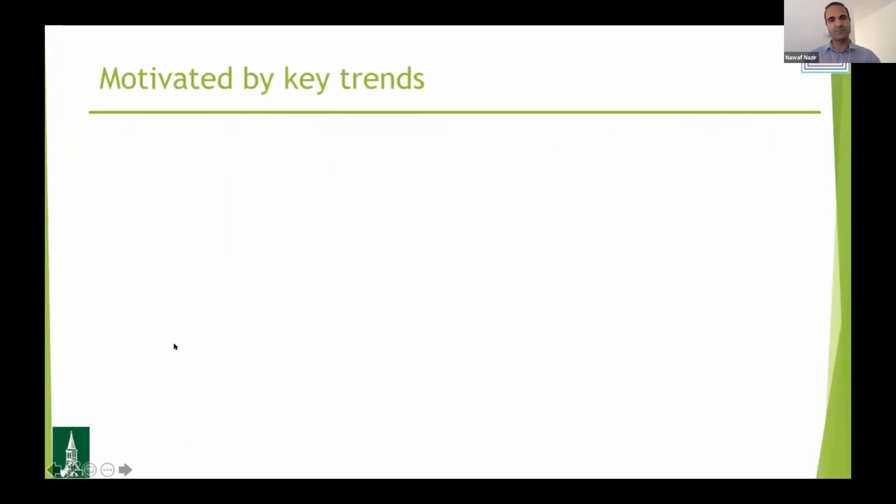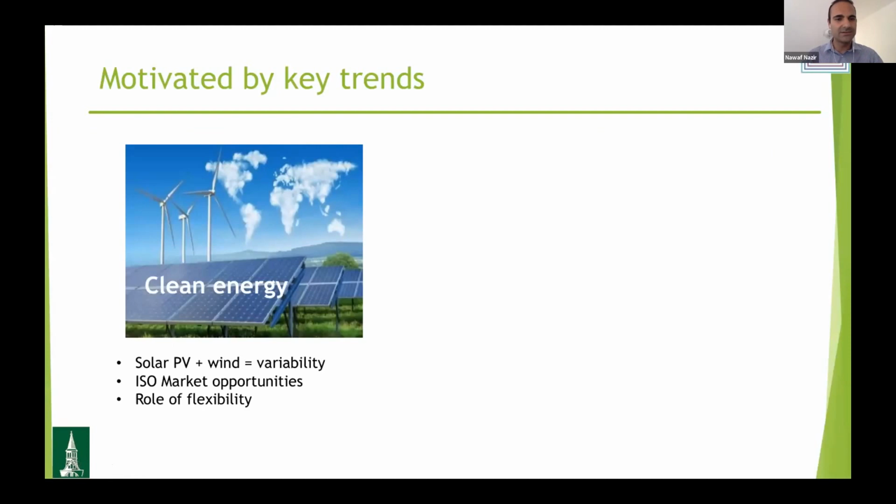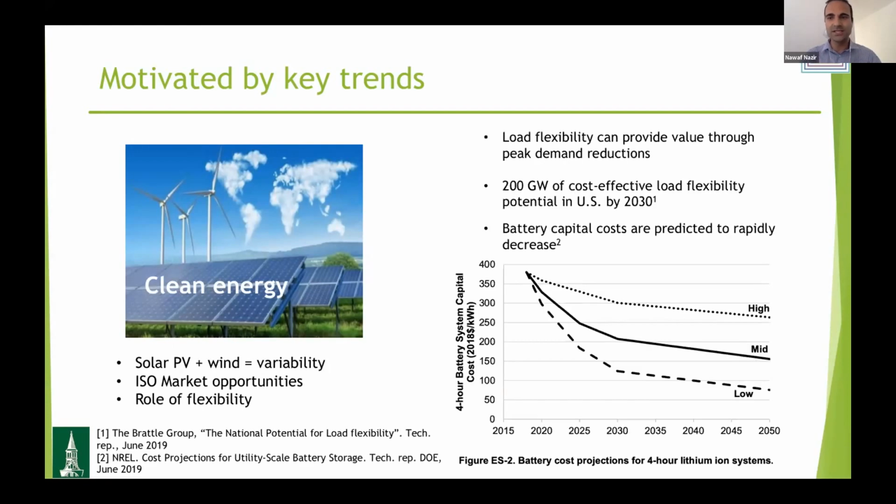First, let me provide some motivation for our work. With the increasing penetration of renewable energy, such as solar and wind, there is increased variability in generation. Also, with more and more distributed generation, these distributed resources are supposed to participate in ISO market opportunities. Because of these challenges, it is important to look at the role flexibility can provide when we have a lot of renewable generation. Load flexibility can provide value through peak demand reductions.